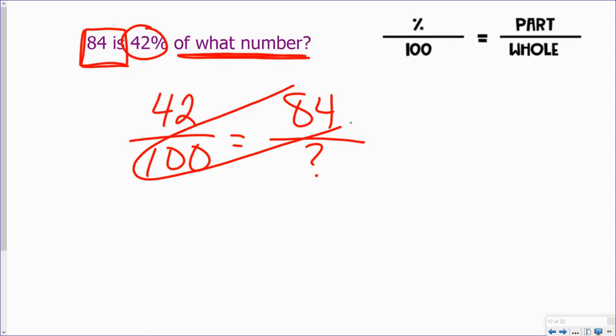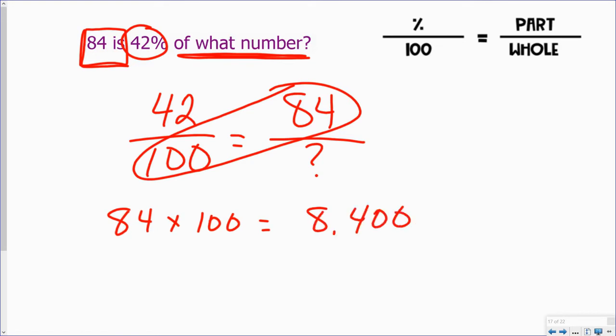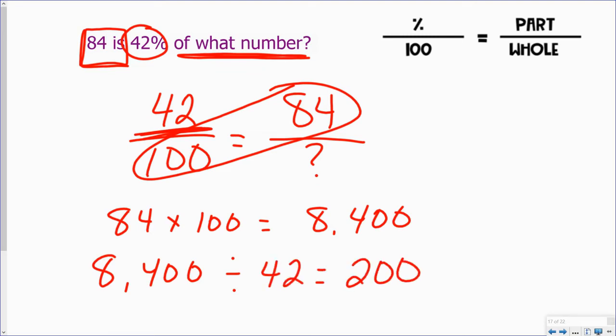So again, cross multiply 84 multiplied by 100. And that gets me 8,400. And then I take my 8,400 and I divide that by my 42 up here. And when I do that, I get 200. So the whole amount in this problem would be 200.